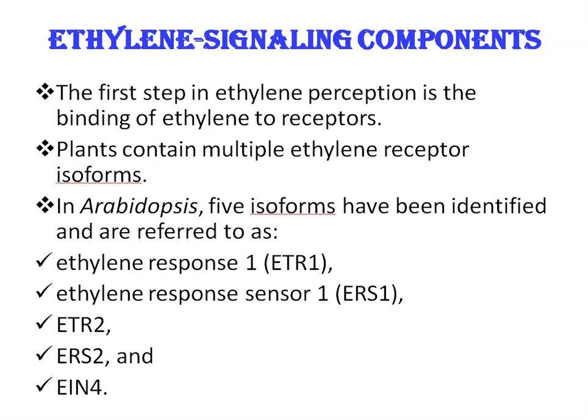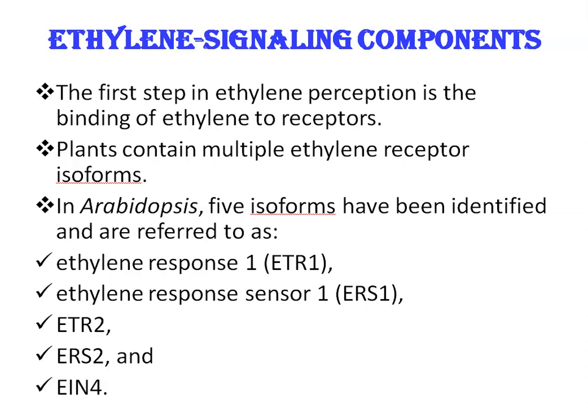Ethylene signaling components. The first step in ethylene perception is the binding of ethylene to receptors. Plants contain multiple ethylene receptor isoforms. Early studies identified ethylene binding sites in the endoplasmic reticulum membrane, that is ER membrane, of plants, and subsequent research on specific receptor isoforms from various plants then confirmed that ethylene receptors are localized to the endoplasmic reticulum membrane.